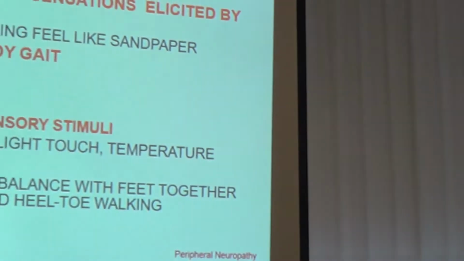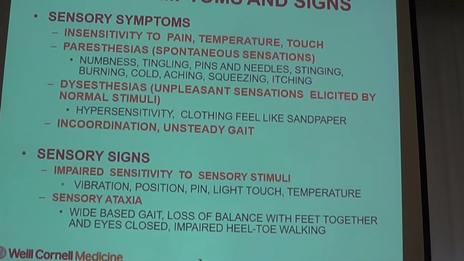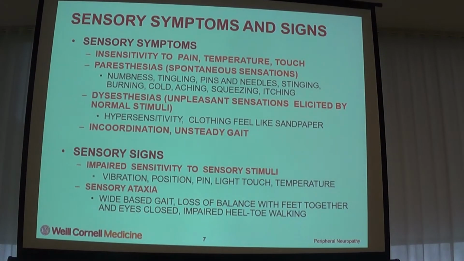And the sensory symptoms also vary. They could be insensitivity to pain or temperature. For example, some people don't realize they have neuropathy until they've touched something hot and not felt it, or punctured the toe with a nail and not felt it, and they realize they have sensory loss, but they may not have any other symptoms of neuropathy.